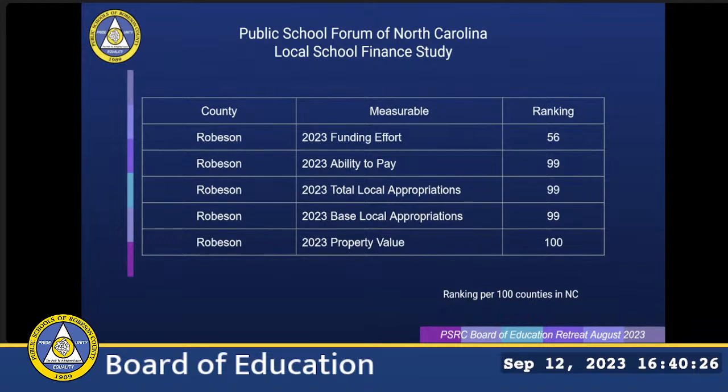You'll see we rank either last or second to last in all other categories: ability to pay, our total local appropriations, our base appropriations, and again, as I mentioned, our property values. We rank the lowest out of all 100 counties.